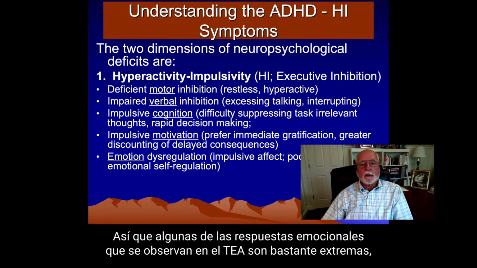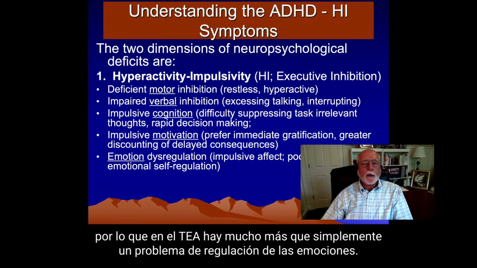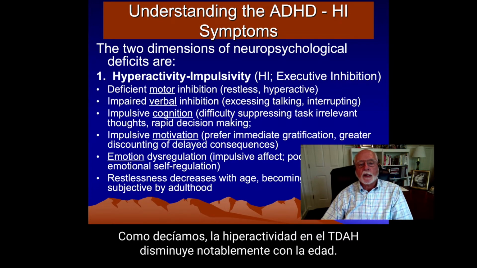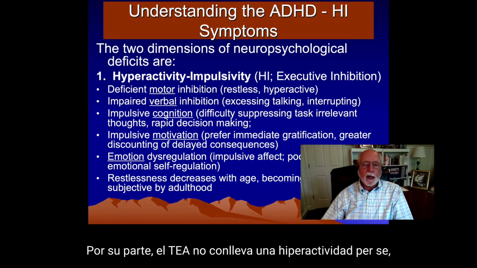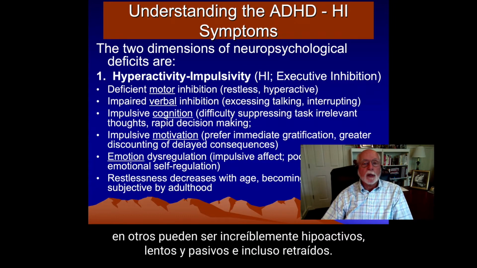So some of the emotions seen in ASD are quite extreme, easily provoked, sometimes by irrational events, and can be longer duration and more difficult to recover from. So there's a lot more going on in ASD than simply a problem with self-regulation of emotion. Now, as I've said, the hyperactivity seen in ADHD declines markedly with age, whereas ASD is not characterized by hyperactivity per se, even though in certain times and places such children might be hyperactive. In other times and places, they can be incredibly hypoactive, slow-moving, and passive and even withdrawn.